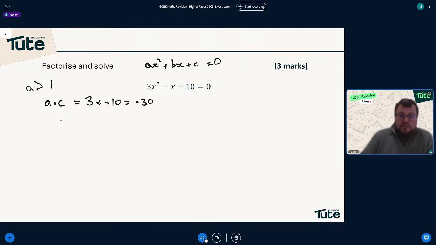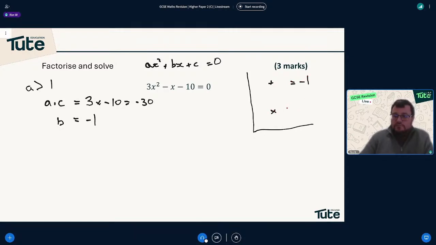And then, of course, b. Well, there's no number in front of the x, but there is a negative, so it has to be negative 1. What I want now is to find two numbers, okay? I want the two numbers to add up to make negative 1, and I want the two numbers to multiply to give me a negative number.